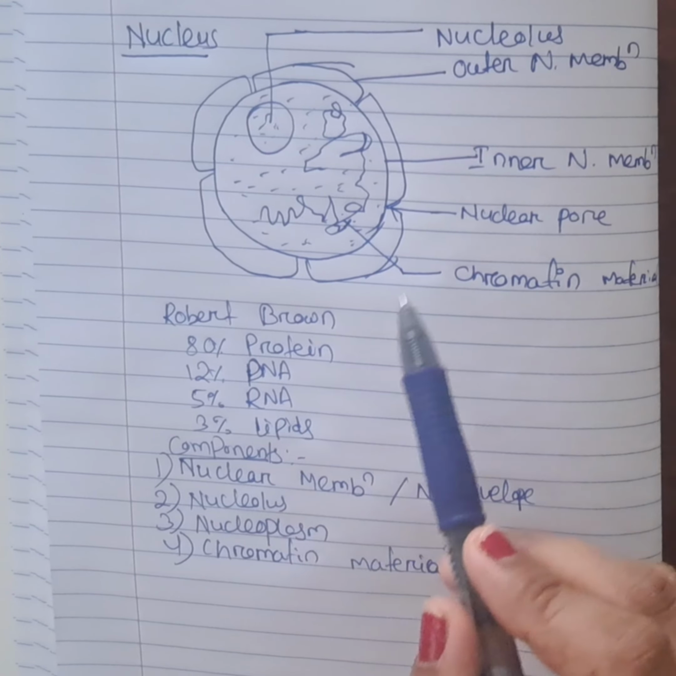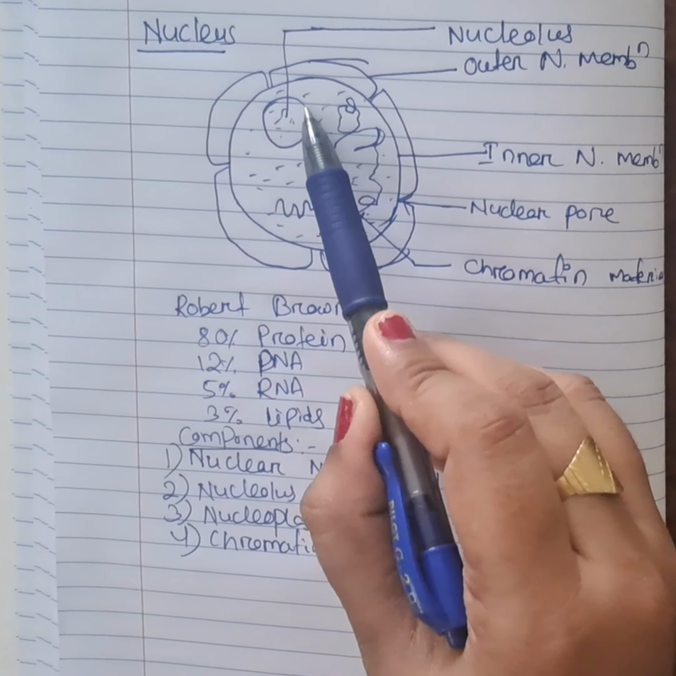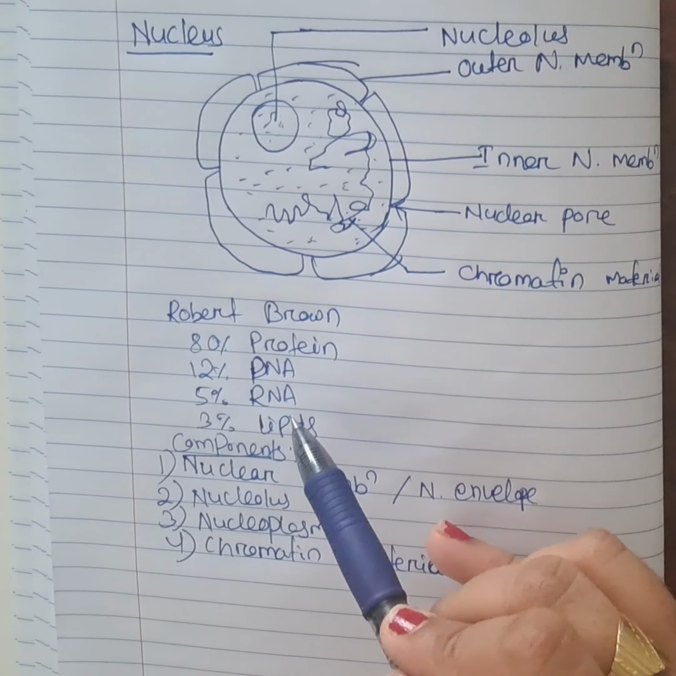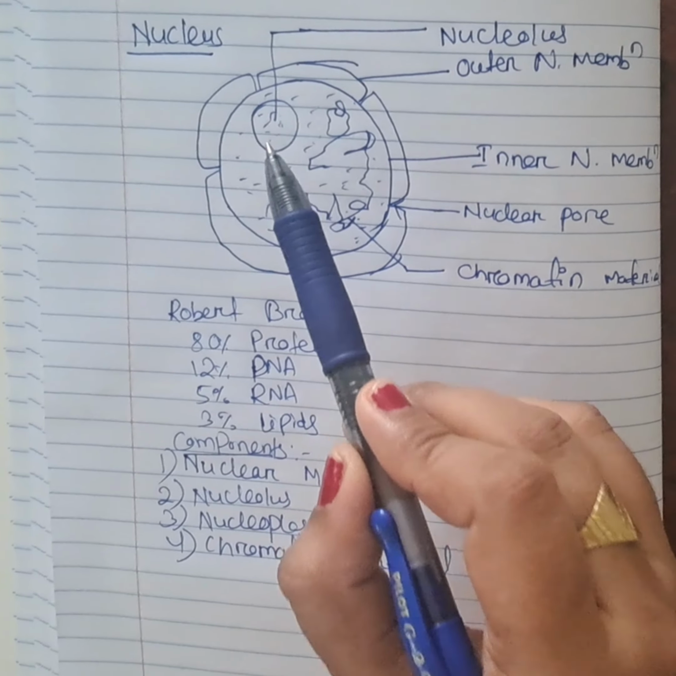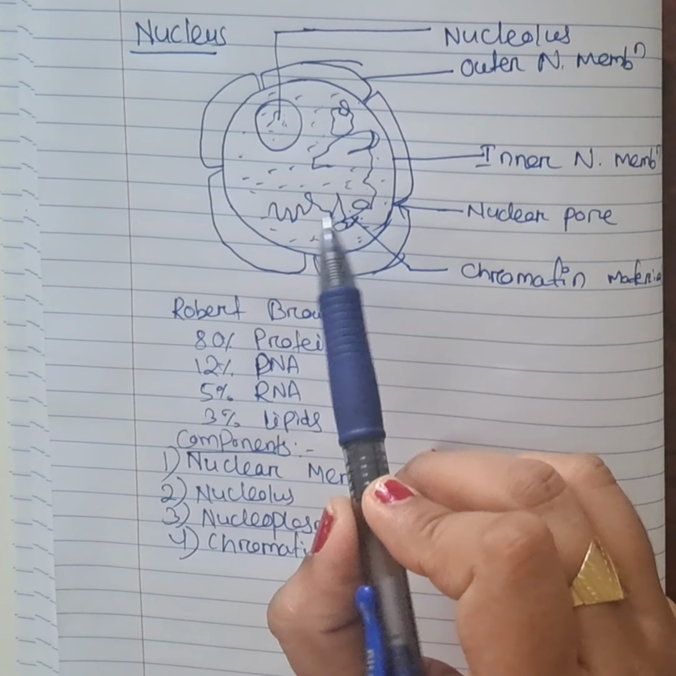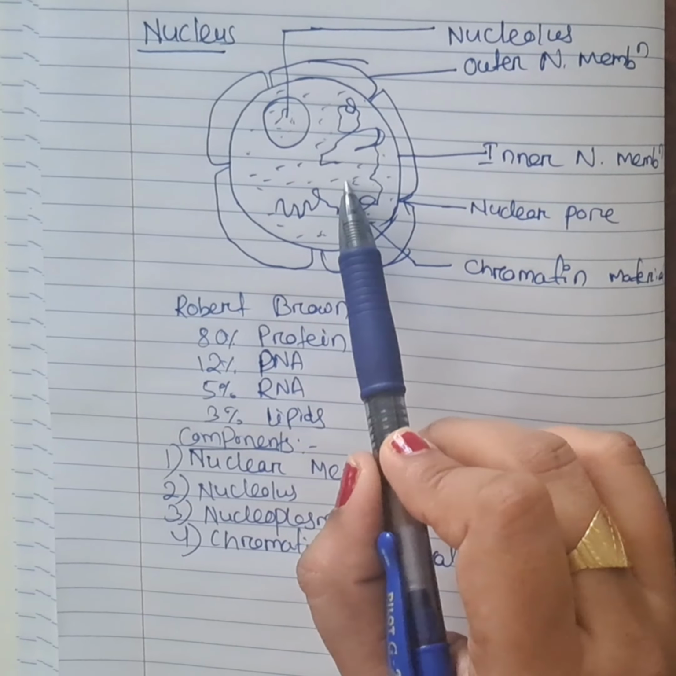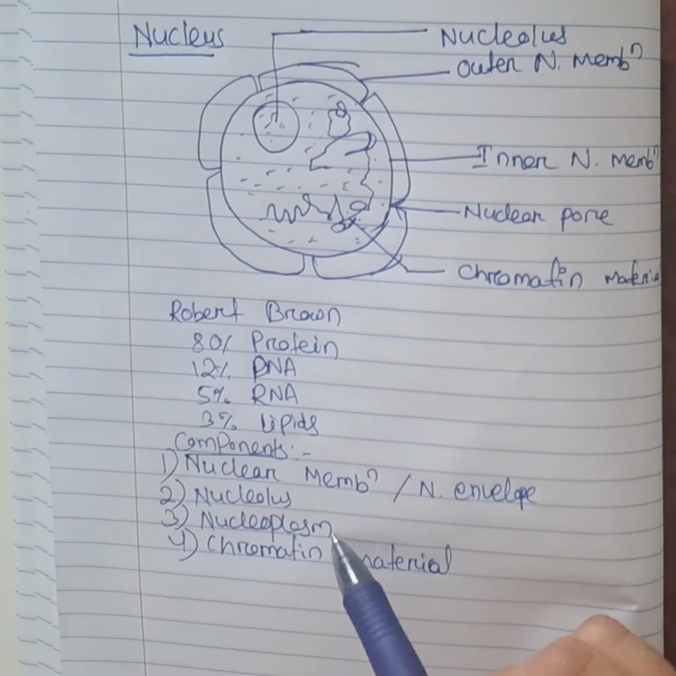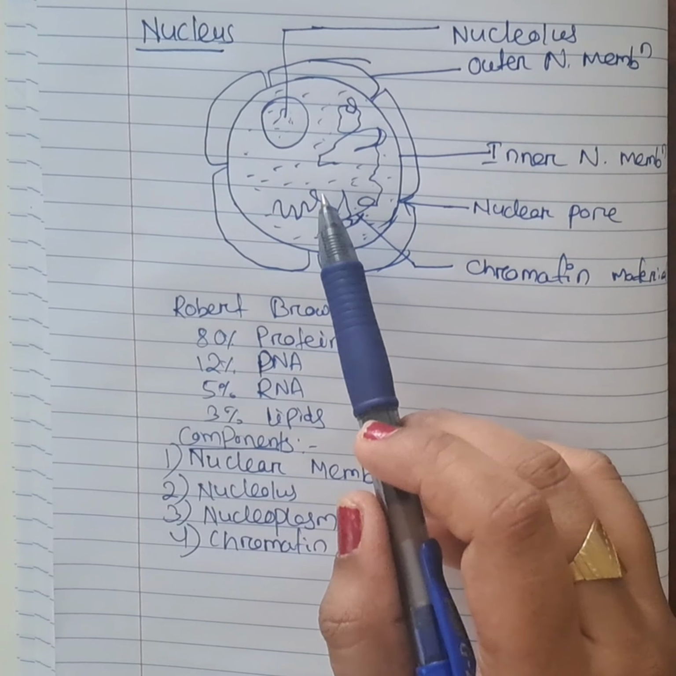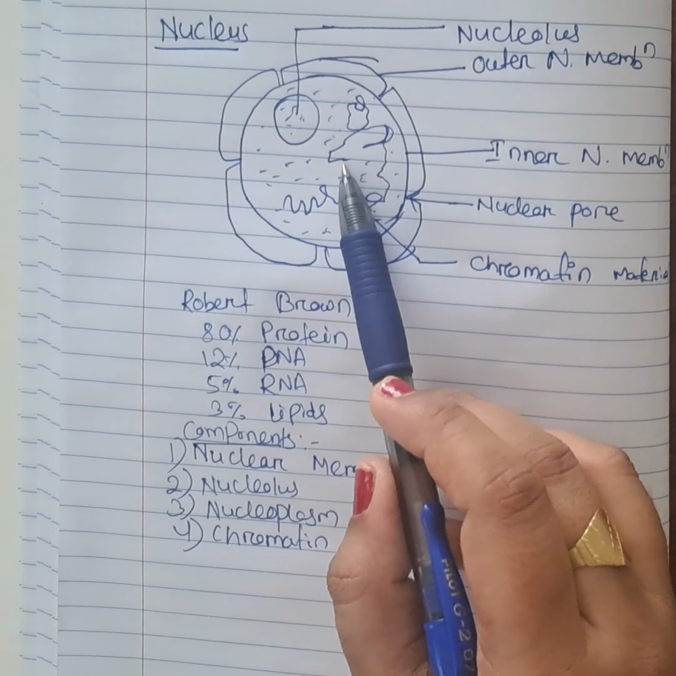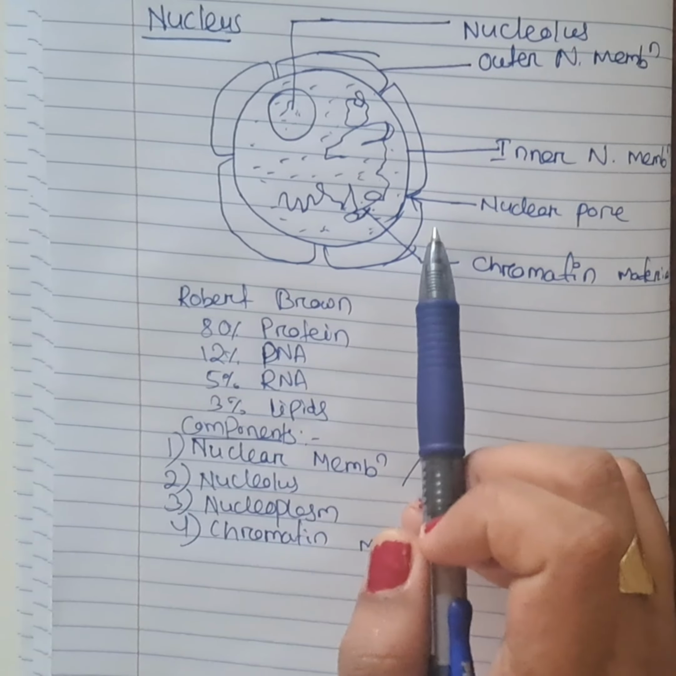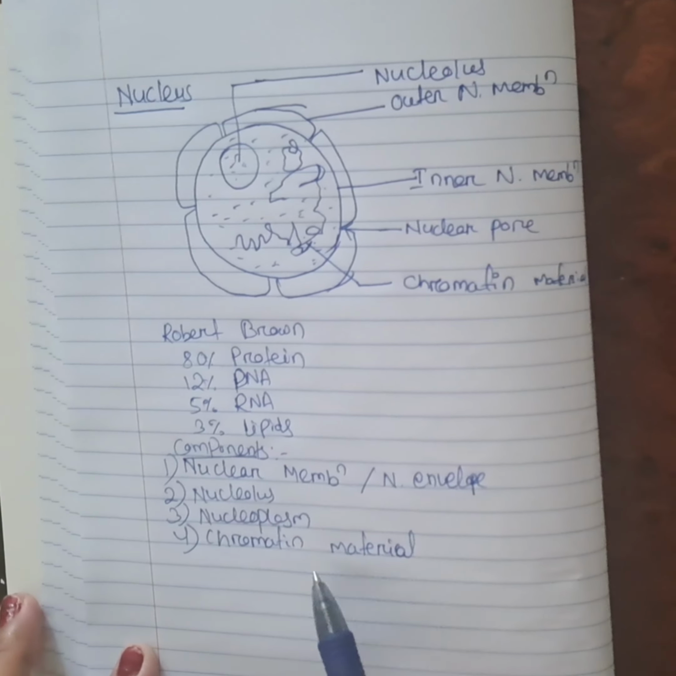Next we come to the nucleolus. The nucleolus is a non-membrane bound structure and it consists of proteins and RNAs and it is the site of ribosome synthesis, and the ribosomes help in the protein synthesis in the cytoplasm. Next come to the nucleoplasm. Nucleoplasm is a sap-like structure present inside the nucleus and it consists of some nucleotides and certain enzymes. Last component is the chromatin material.